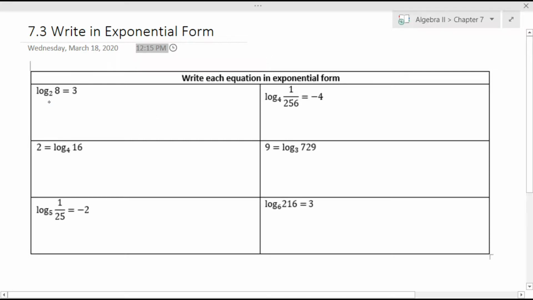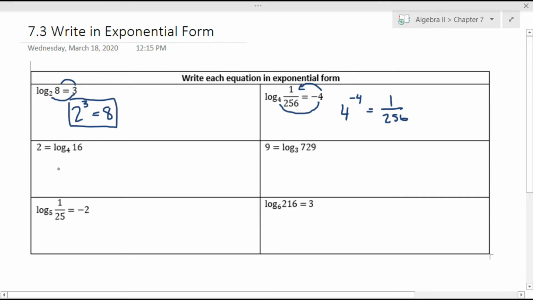We're given log base 2 of 8 is equal to 3. We're going to write it in exponential form by using the swoop-de-doop method. So swoop-de-doop, 2 cubed is equal to 8. And that makes sense. 2 times 2 times 2 is 8. That's the swoop-de-doop method. All right, let's do it again. Log base 4, swoop-de-doop.